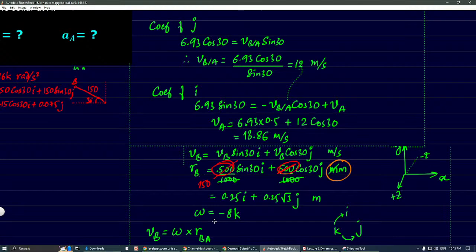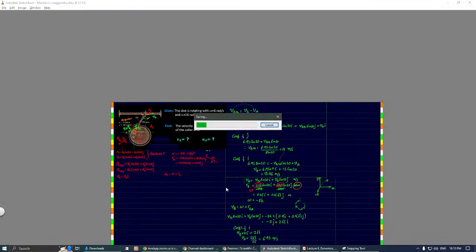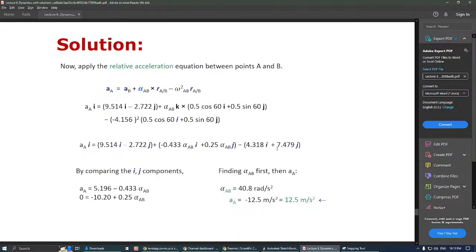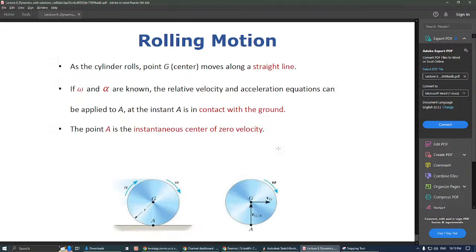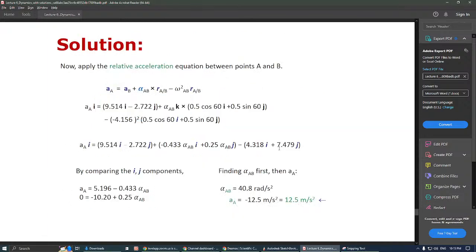Shall we stop here? This problem is very complex, way more complex, and you need some time. We'll continue this tomorrow. Hopefully tomorrow we will complete this. This is the last problem in this PPT, right?